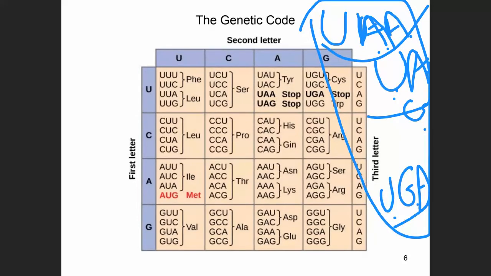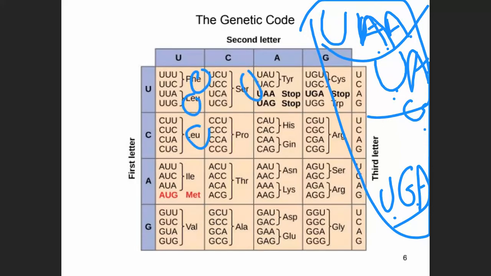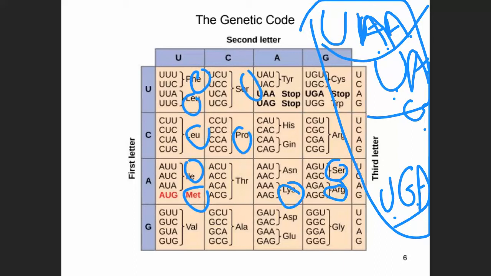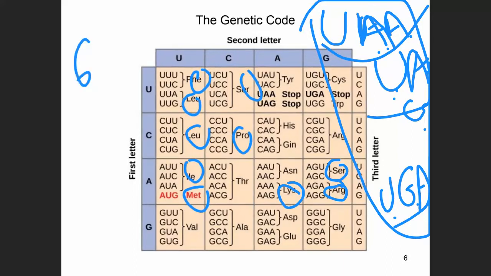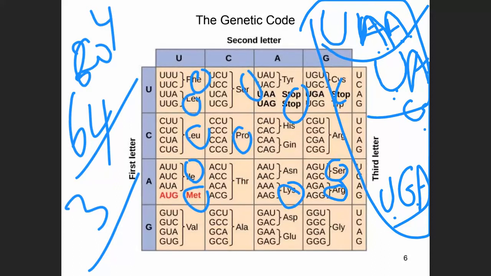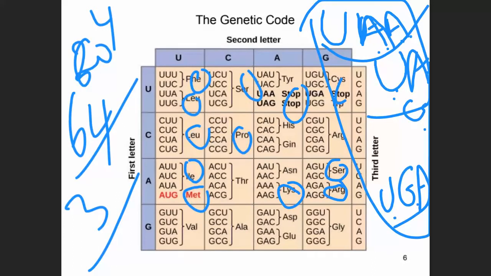Those are the amino acids: phenylalanine, leucine, serine, leucine, proline, methionine, isoleucine, lysine, arginine, serine. We have 20 amino acids, and we have almost 64 codons, but three of them don't code for an amino acid. They are what we call stop codons. I am not going to ask you to memorize all those codons and their corresponding amino acids, but I want you to memorize the stop codons.